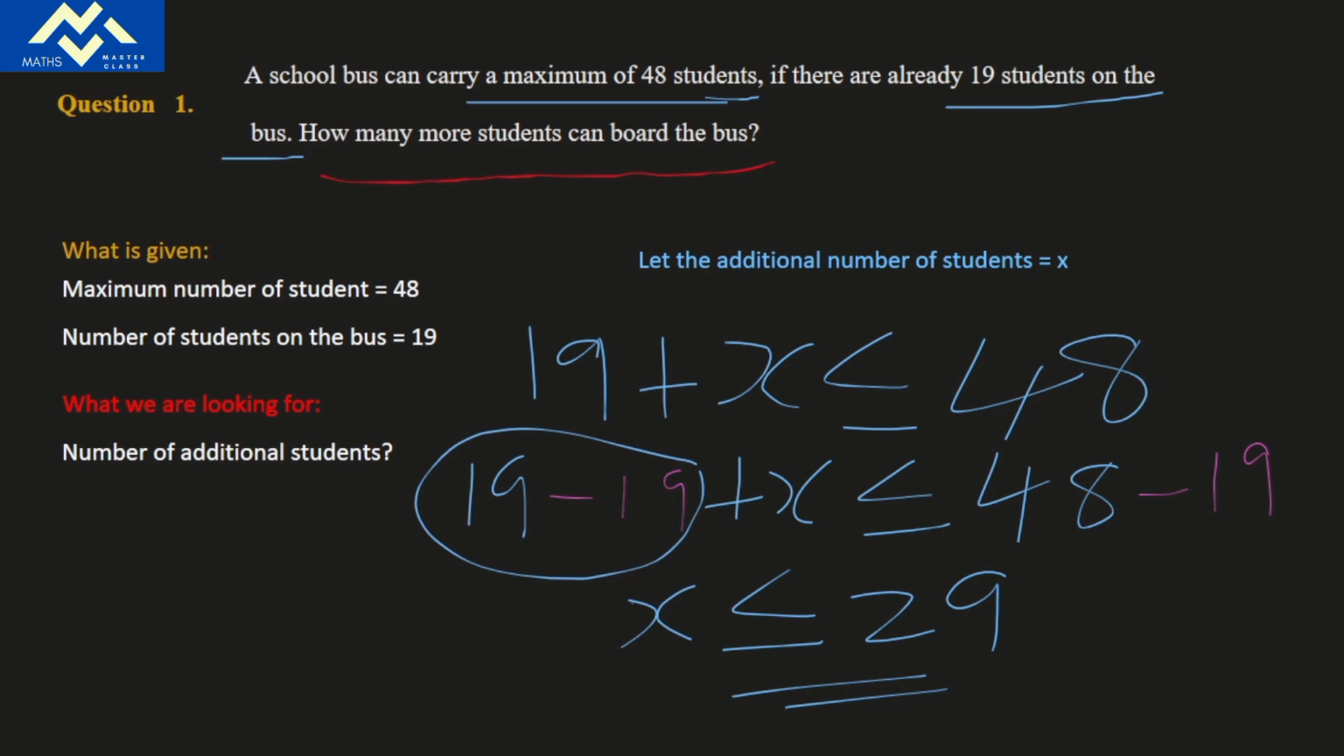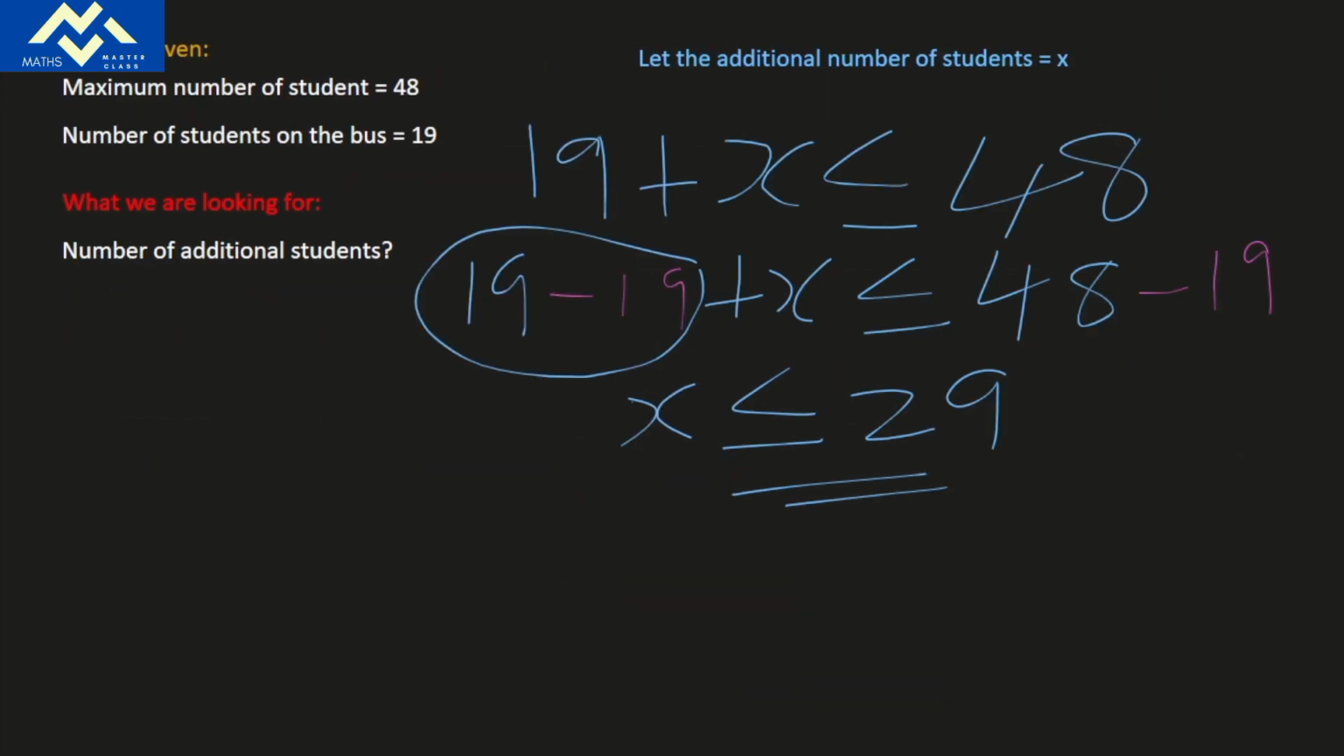But let's not just stop there. Let's check our answer. If we add 29 more students to the 19 already on the bus, what do we get? Let's see. 19 plus 29 equals 48. Perfect. We have exactly 48 students, which is the maximum the bus can carry. So 29 is the maximum number of additional students that can board the bus.